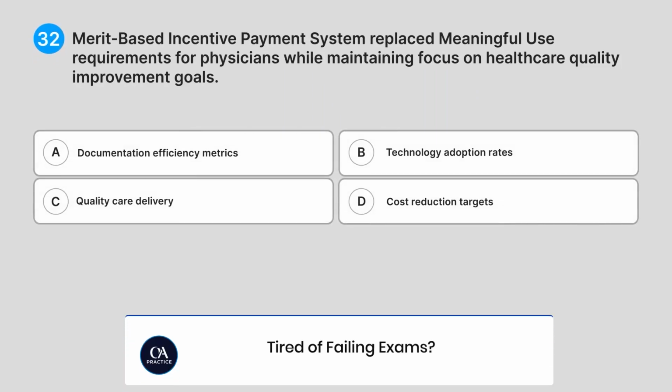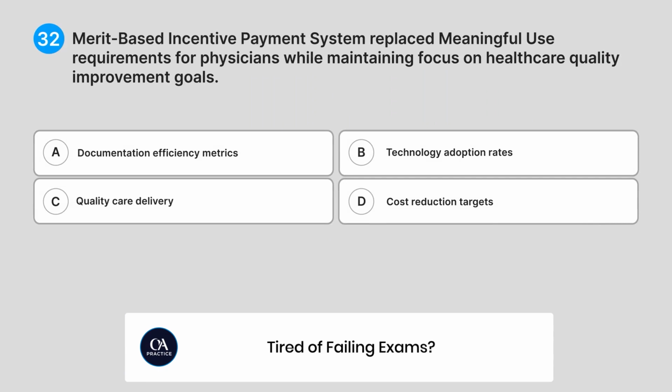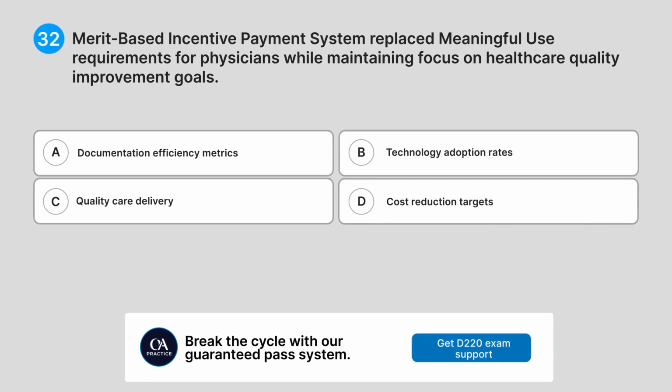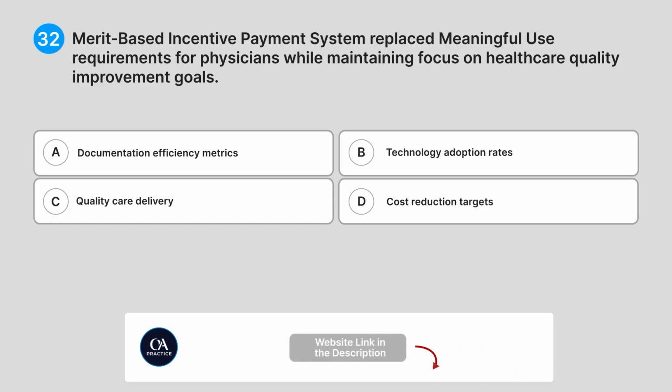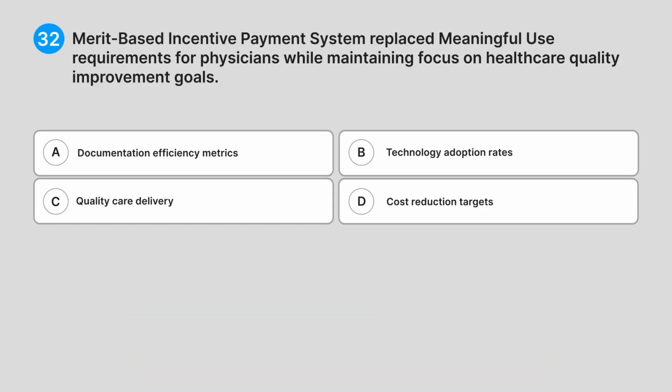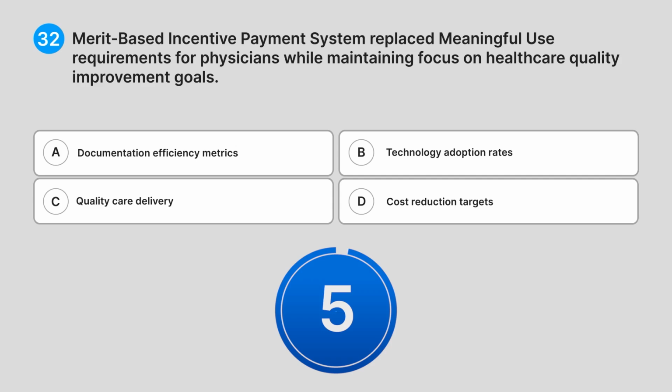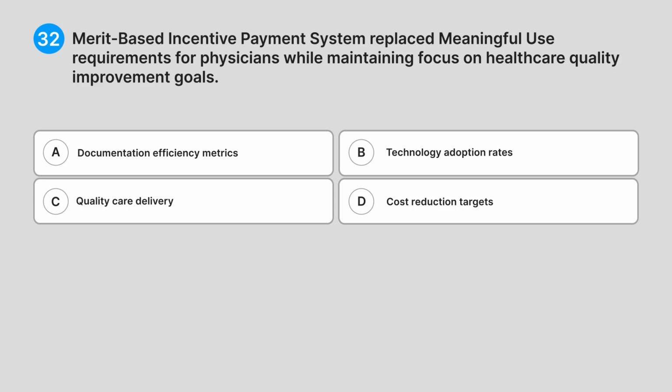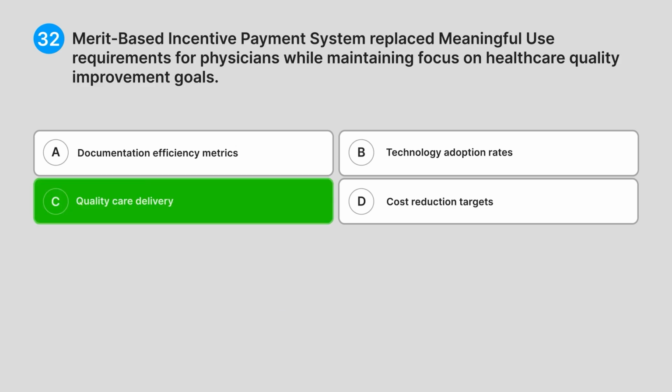32. Merit-based incentive payment system replaced meaningful use requirements for physicians while maintaining focus on healthcare quality improvement goals. A. Documentation efficiency metrics. B. Technology adoption rates. C. Quality care delivery. D. Cost reduction targets. Do you know the answer? Correct answer, C. Quality care delivery.